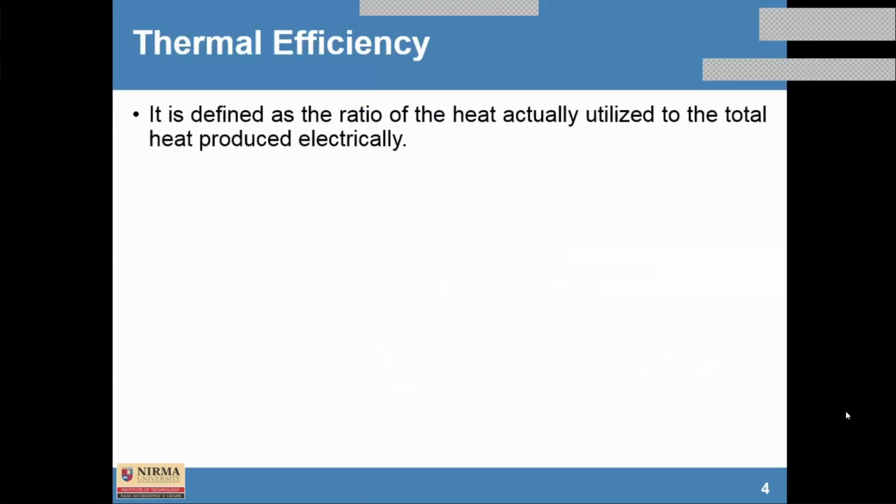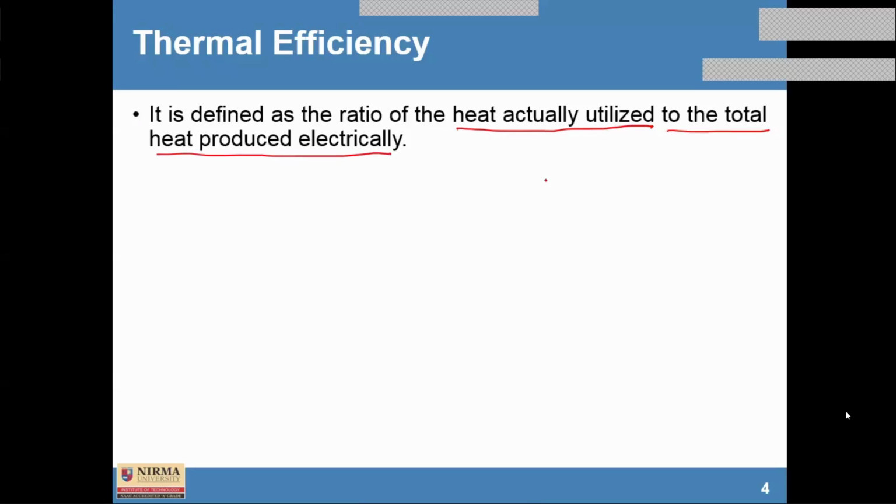Thermal efficiency. After defining this constant, H, we can also define thermal efficiency. Write down this definition or try to understand. It is defined as the ratio of heat actually utilized, please keep in mind, heat actually utilized, to the total heat produced electrically.